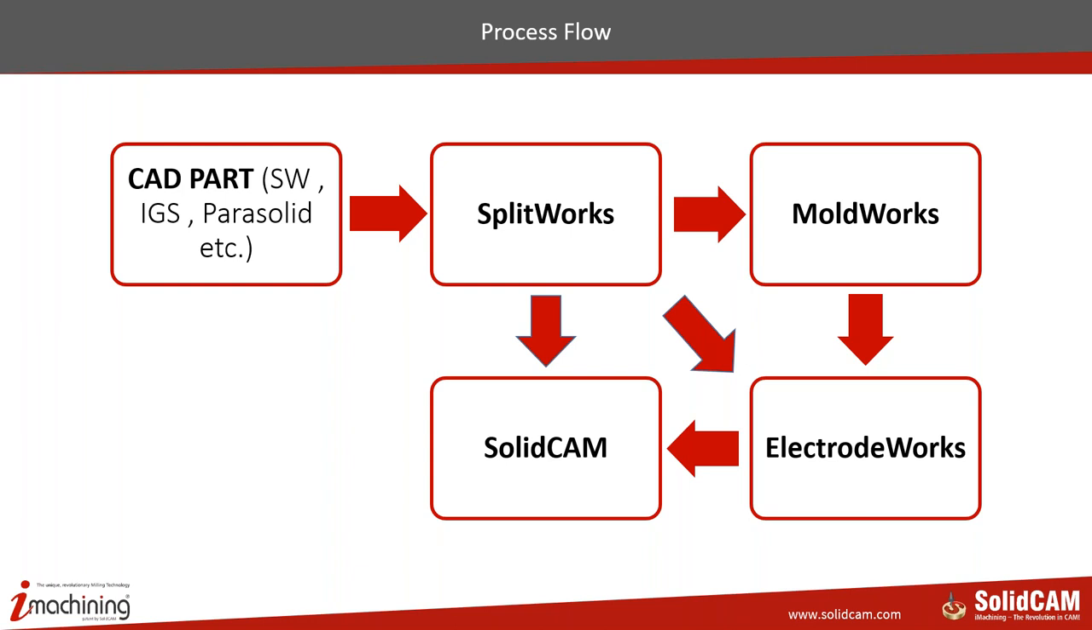And then we could also do electrode extraction simultaneously, and we could move the inserts into SolidCAM for creating the CAM programs. Remember, there is a one-way associativity, which means that if there is a change in the CAD part, SplitWorks will update itself, MoldWorks will update itself, ElectrodeWorks will update itself, and finally, when everything is updated, SolidCAM will also update all its programs automatically with the changes that have been fed into the system. So that's the flow of the process.